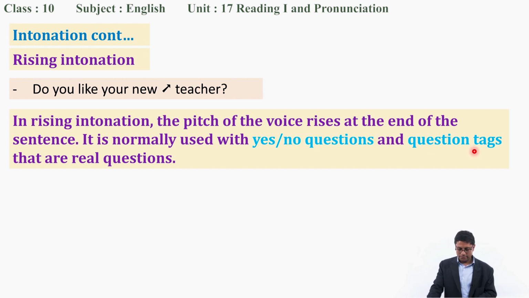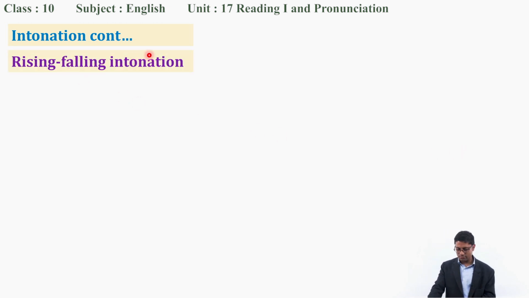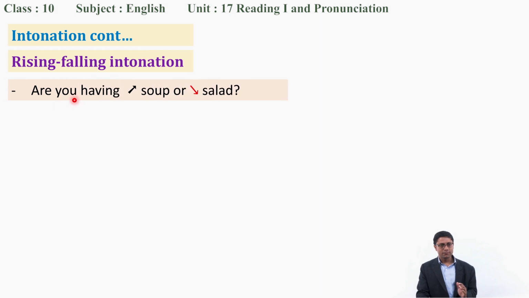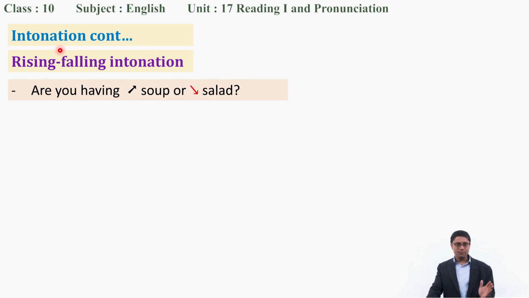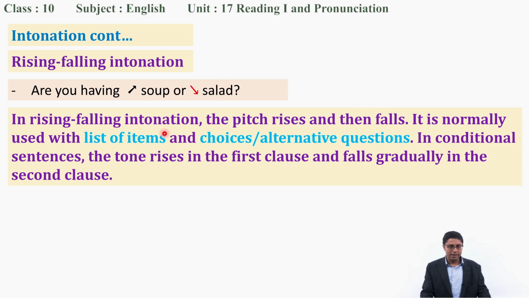Similarly, the next type of intonation is rising-falling intonation. You can see there, rising-falling, first rises then falls. For example, are you having soup or salad? So it goes up and then down. So we use this kind of intonation while we are speaking a list of items or choice or alternative questions.